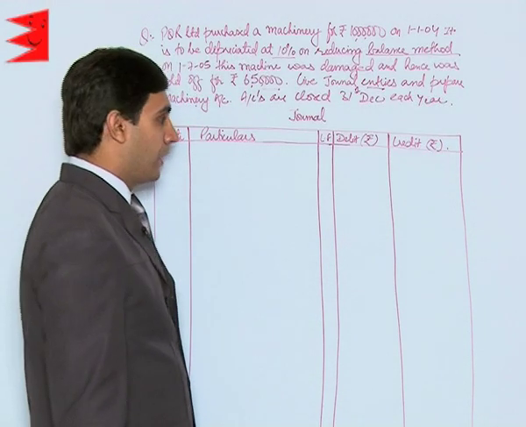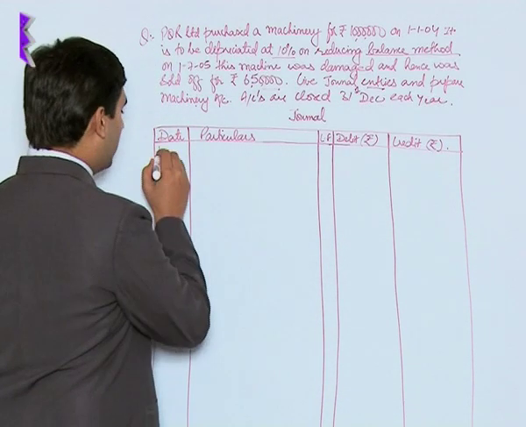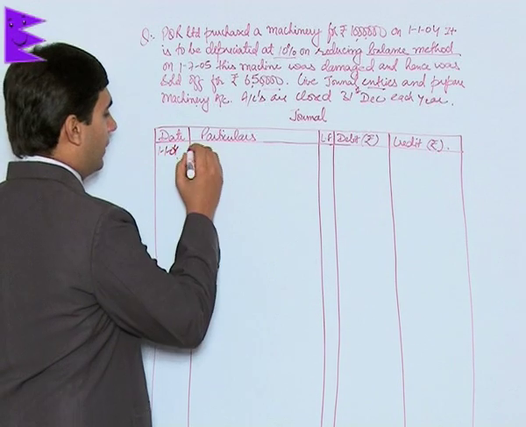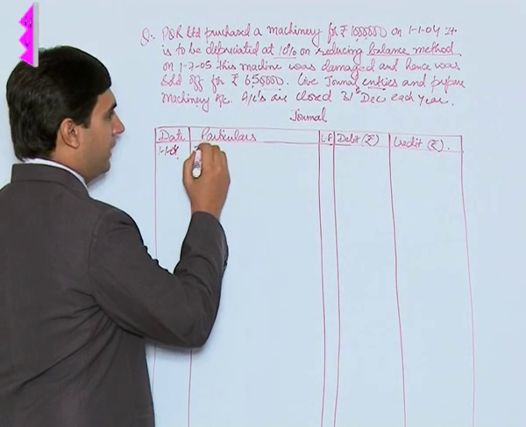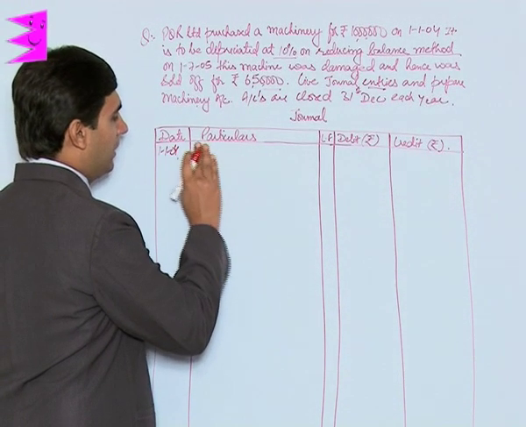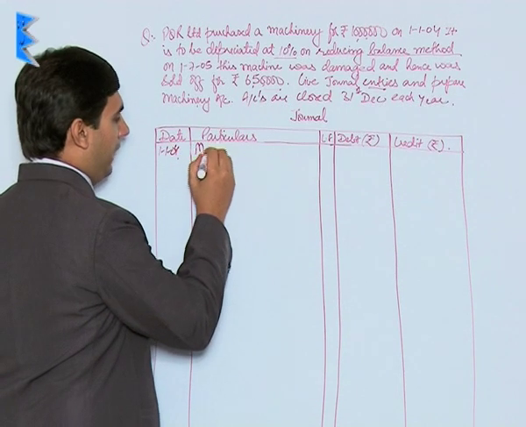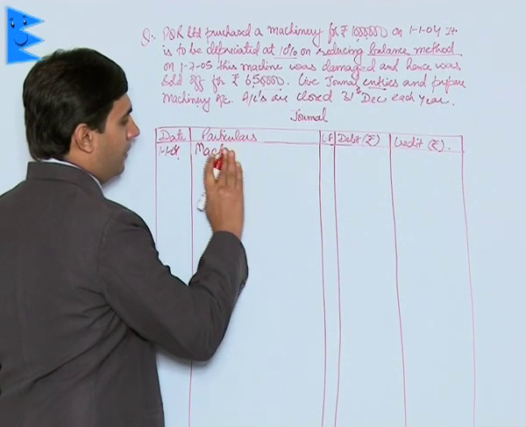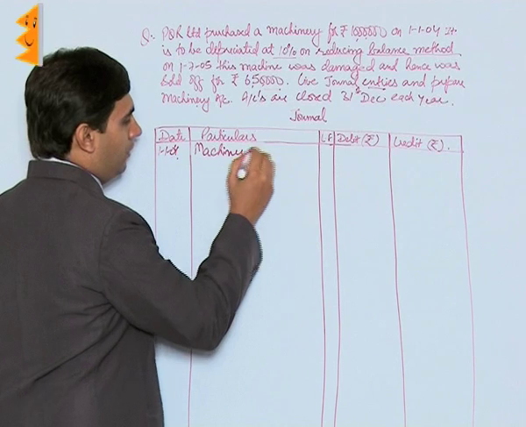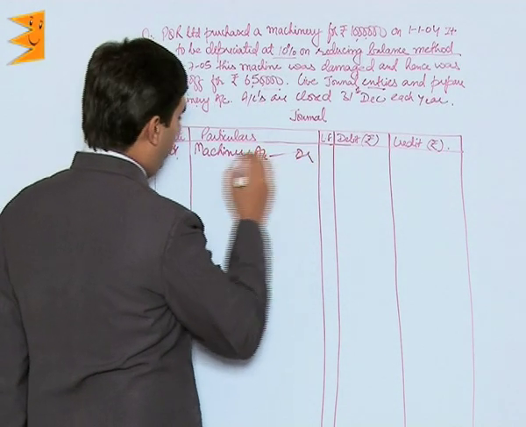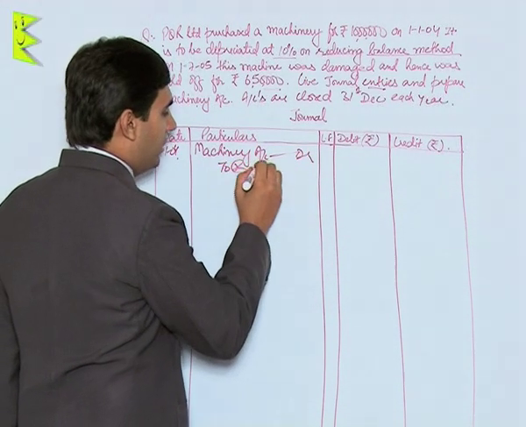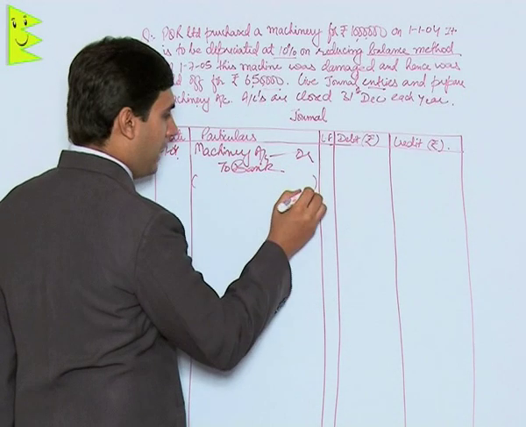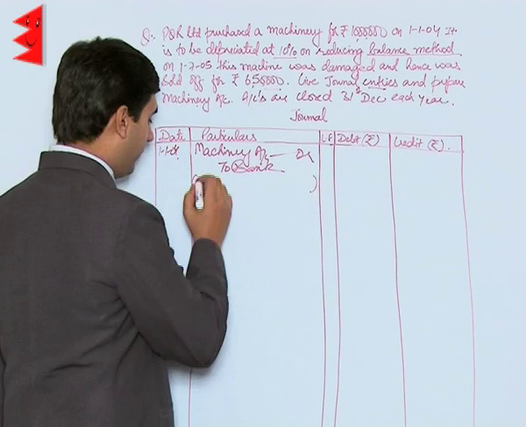So now starting with it, on 1st January 2004, we have purchased a machinery, so the entry would be machinery account debited to bank. Machinery is a real account, so debit what comes in. Bank is a personal account, so credit the giver.